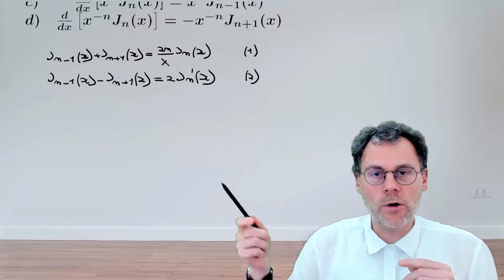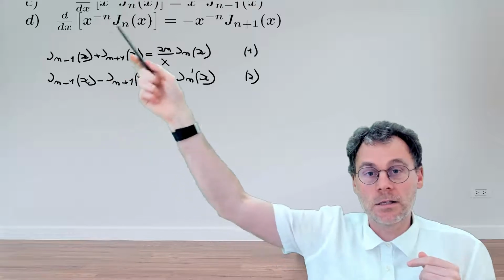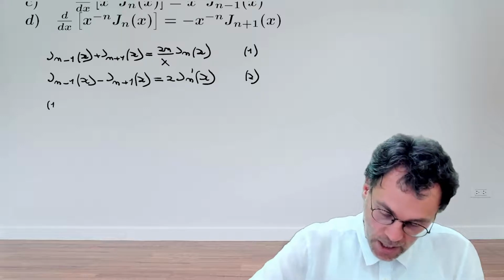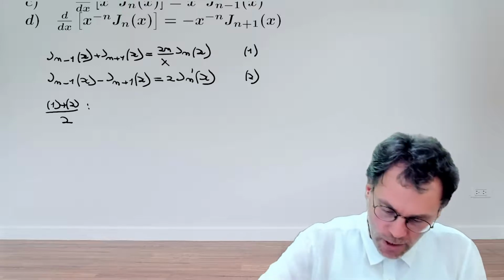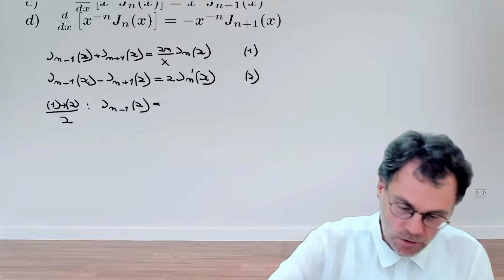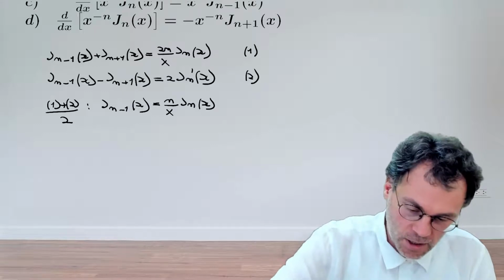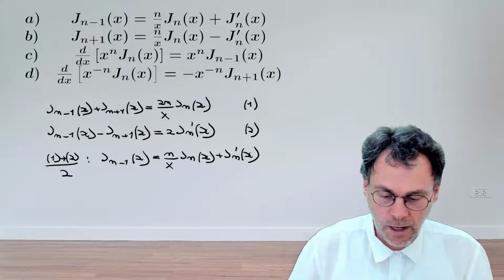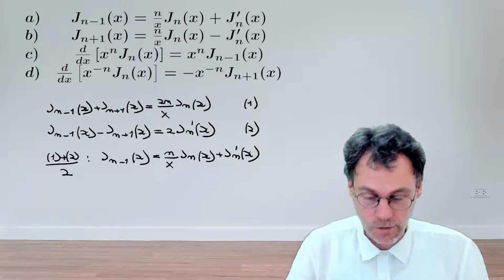Now, if you stare at these equations for long enough, you will notice that if you add them, then this second term over here will just disappear. So if you take these two equations, add them and divide by 2, what do you get? Well, you get that J_{n-1}(x) is equal to n divided by x J_n(x) plus J_n'(x). And if we scroll back, that's exactly the first relationship that we needed to show. So that was not so bad, was it?